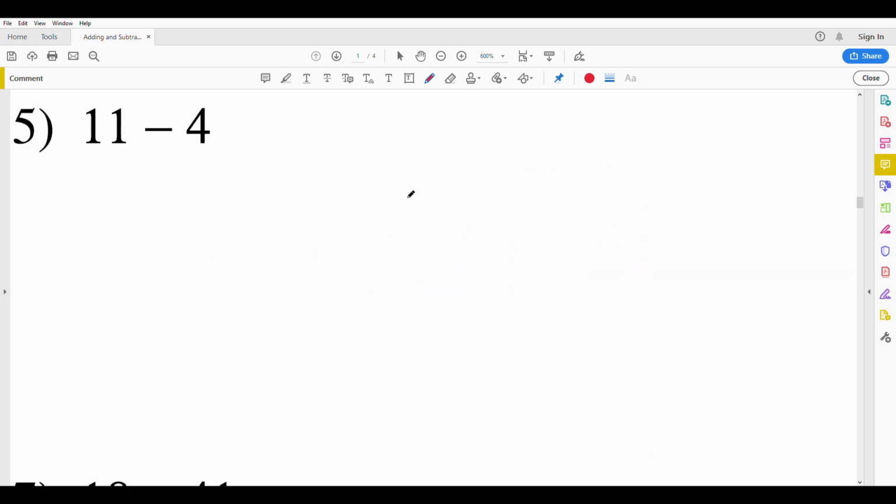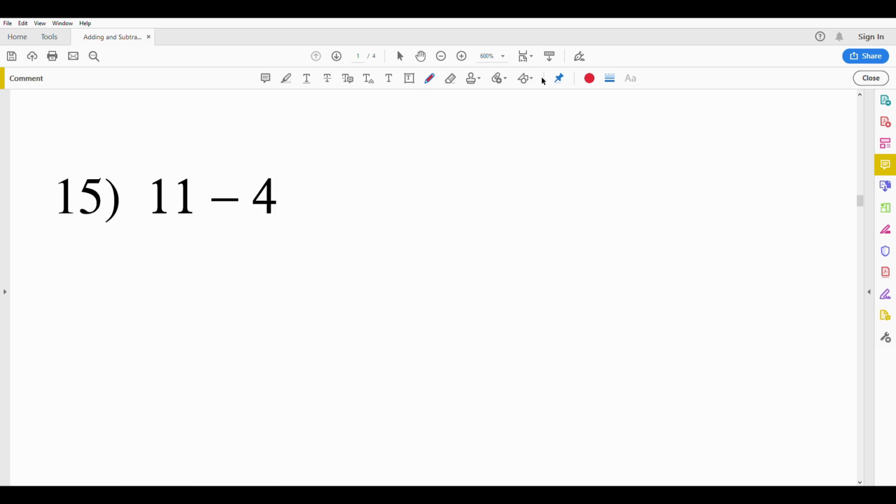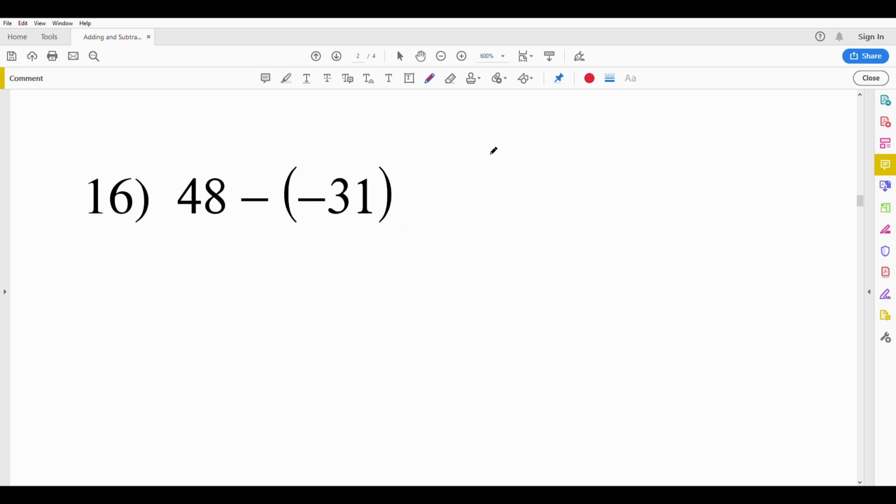Moving on to the second page, we'll look at number 15. 11 minus 4, 11 take away 4, that's just going to be a +7. Now in number 16, we're starting with a +48 and we're subtracting a negative. And remember, subtracting a negative, we're not moving to the left. Subtracting a negative is the same as adding a positive. So 48 minus -31 is 48 plus 31. And that's going to give us a +79.